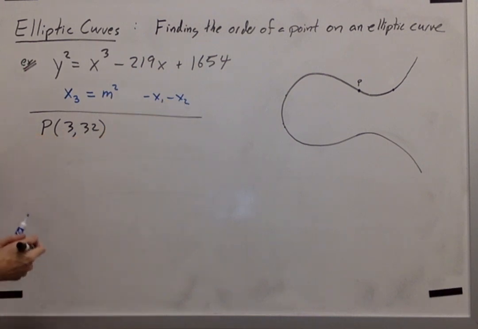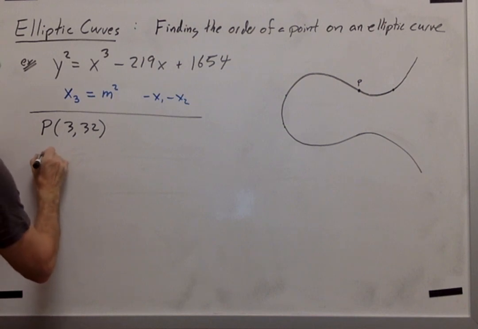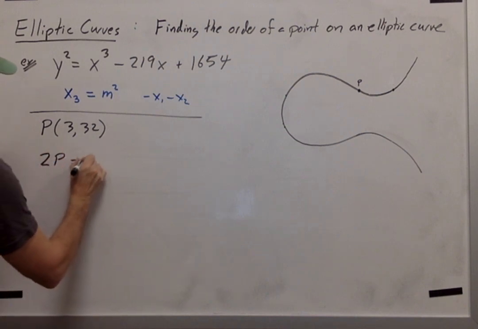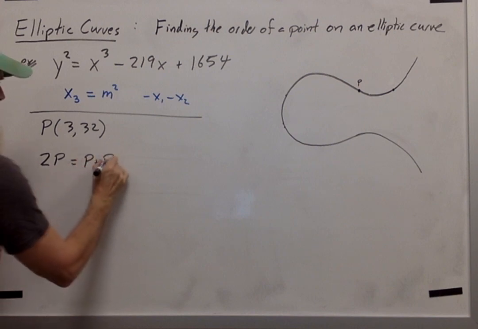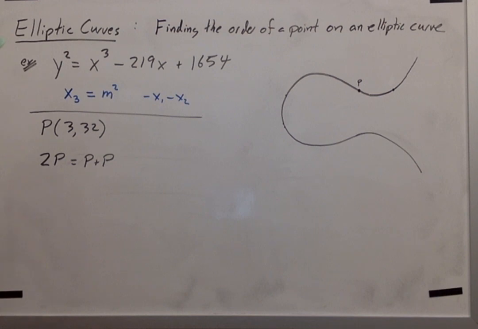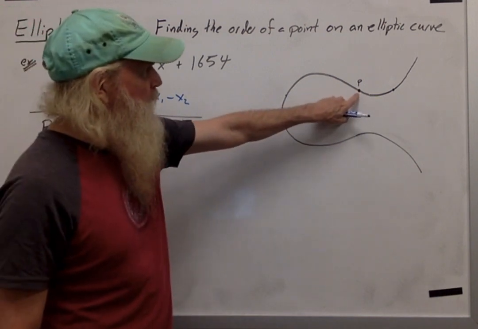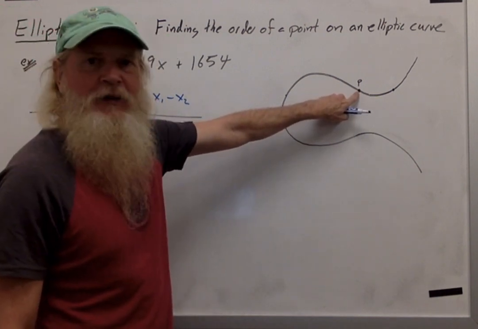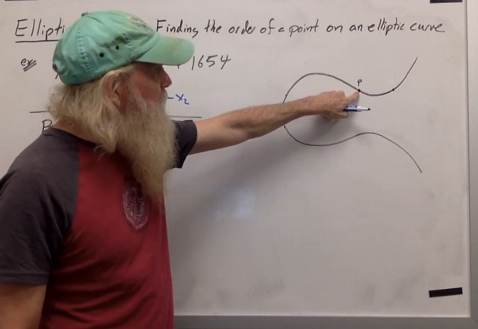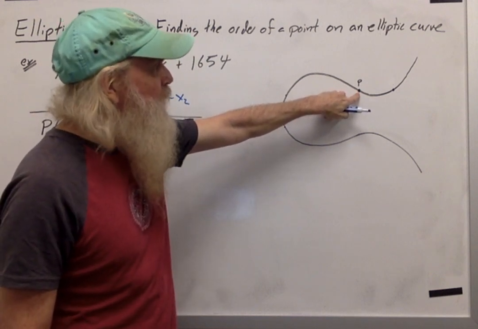So let's work with P. Now first of all, we want to find 2 times P, which is the same as P plus itself. Now remember, when you want to add a point to itself, we have to use a tangent line. So here's our point. We need to find the tangent line to the curve at this point, and we want to find out where that tangent line crosses the curve again.